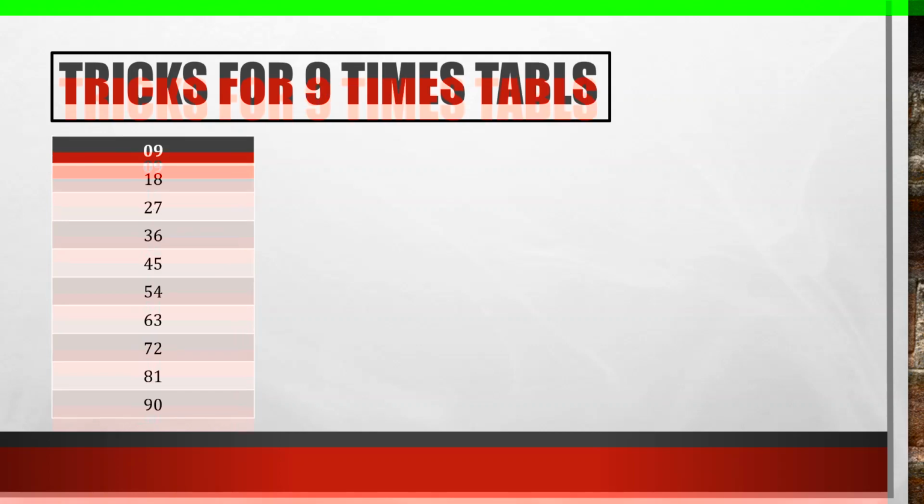Table of 9. 9 plus 9, 18. 18 plus 9, 27. 27 plus 9, 36. 36 plus 9, 45. 45 plus 9, 54. 54 plus 9, 63. 63 plus 9, 72. 72 plus 9, 81. And then 81 plus 9, 90. This is the trick for the 9 times table.